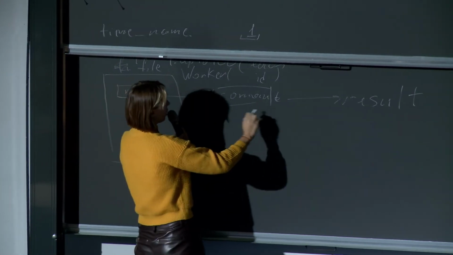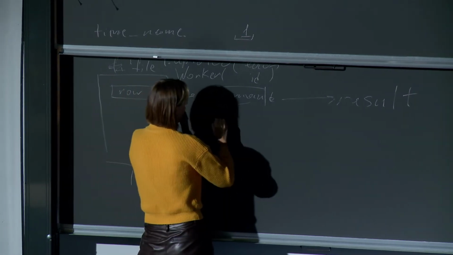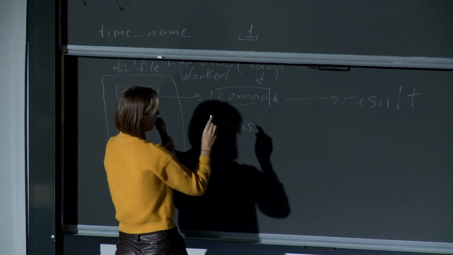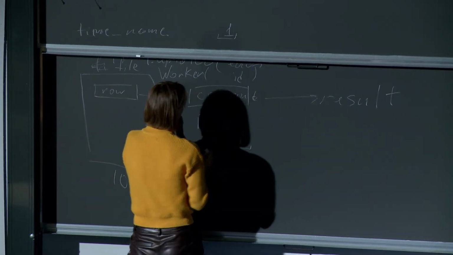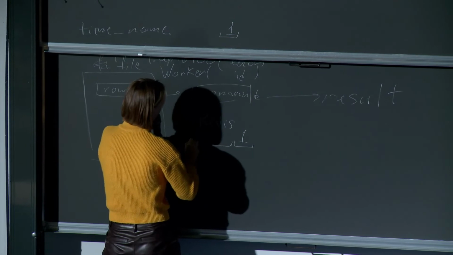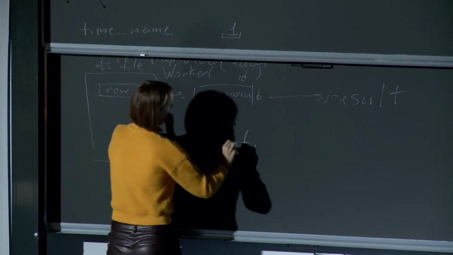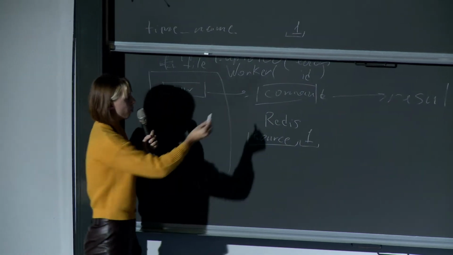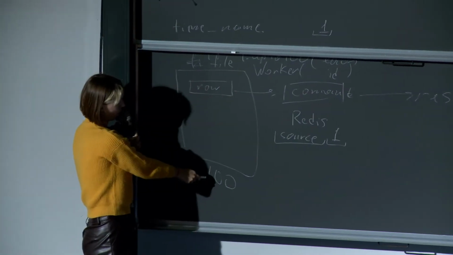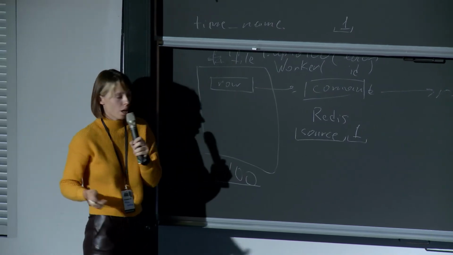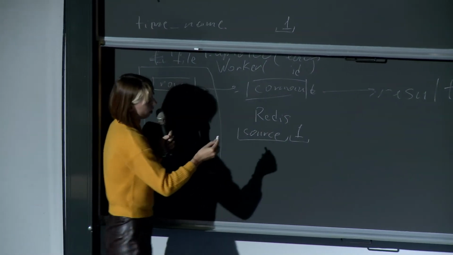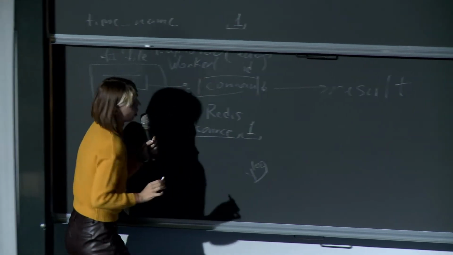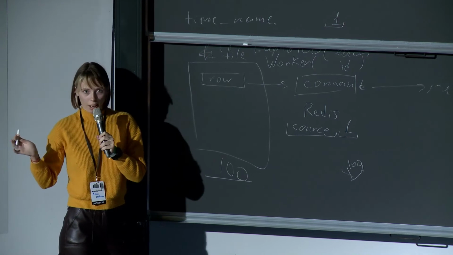And when I execute the command, I put the result to Redis, with a key containing this sequence number. It starts with the unique number and ends with the sequence. So I put it to Redis, and when I finish all my 100 jobs, I will have 100 results in Redis, and that is the end.